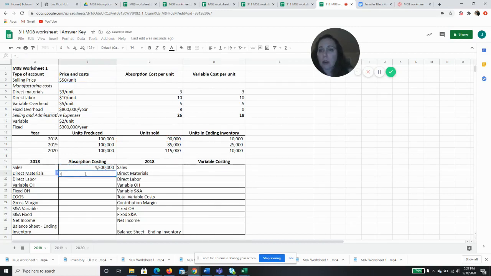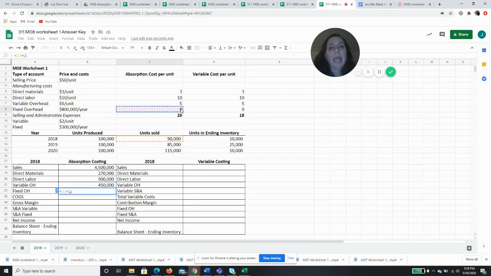Our direct materials are going to be the 90,000 units we sold times $3 per unit. Direct labor is going to be the 90,000 units we sold. Yes, I'm going to say it like that every single time because I want you to remember that the income statement has to do with the number of units we sold. Times the direct labor, $10 a unit. Our variable overhead is the 90,000 units we sold times $5 a unit. And our fixed overhead is the 90,000 units we sold times the $8 a unit.